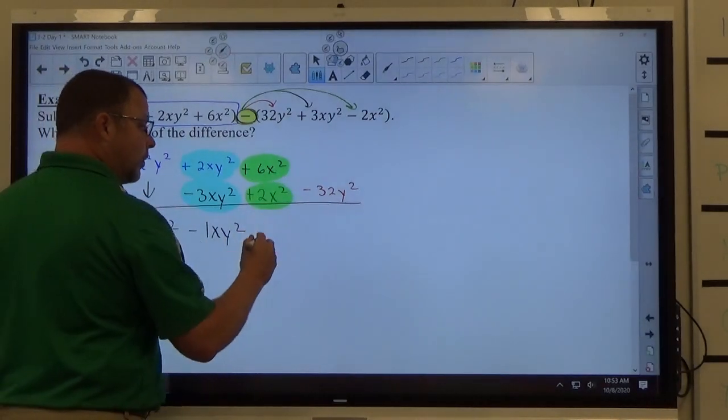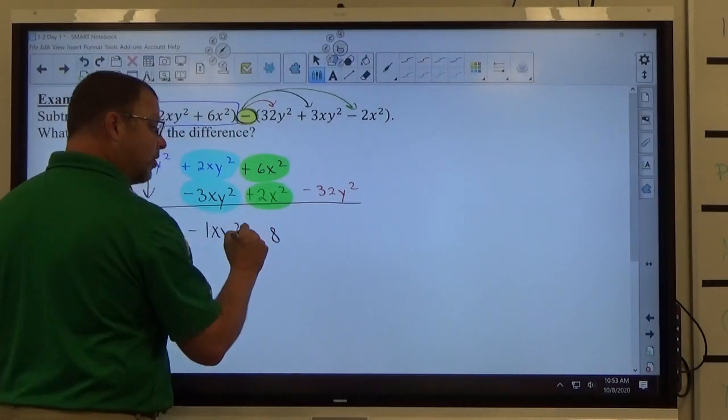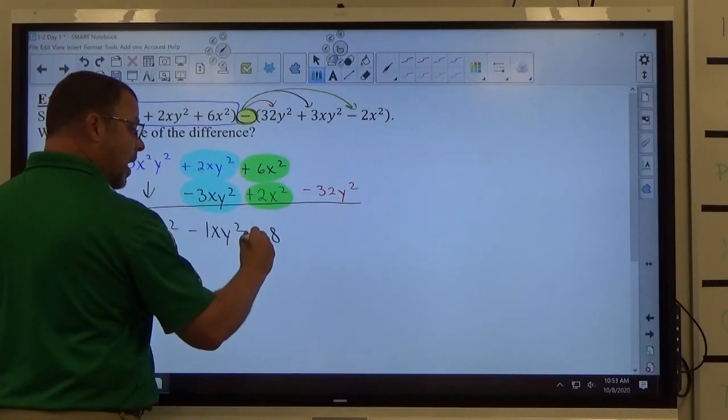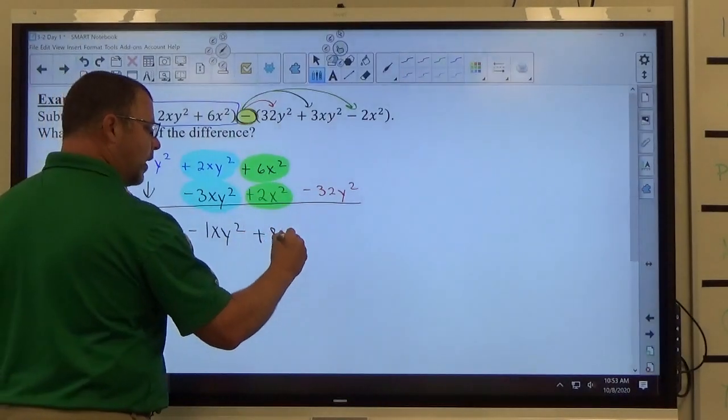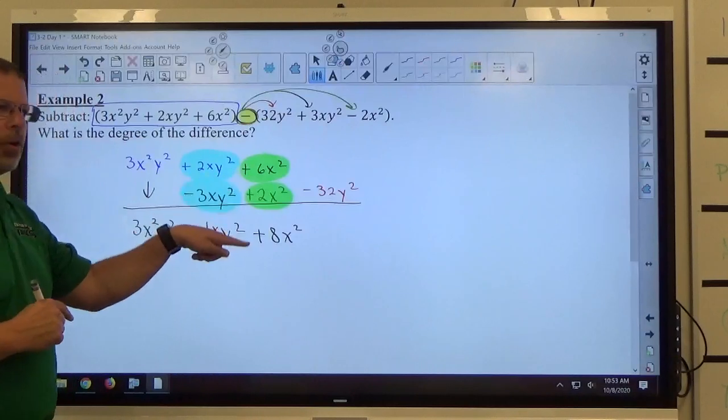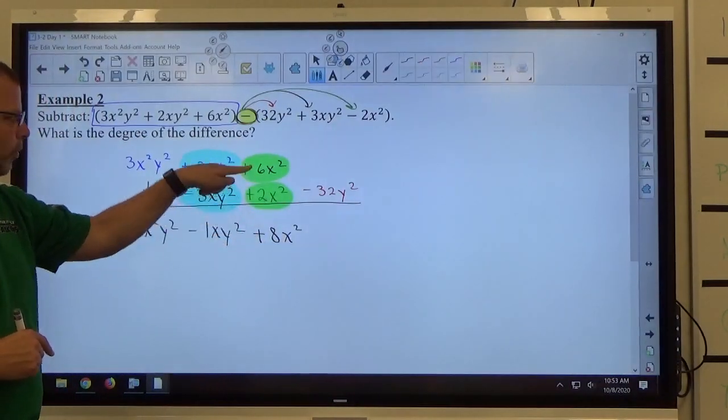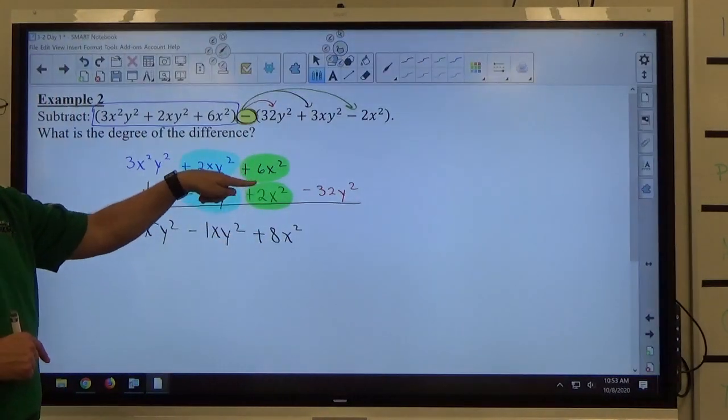6x squared and 2x squared. 6 plus 2 is 8. They're both positive, so I add. 6 is bigger, so it's positive. And they're both x squared terms, so I get x squared. Again, powers don't change. X squared, x squared, x squared, we change the coefficient, the number in front. 6 plus 2 is 8.